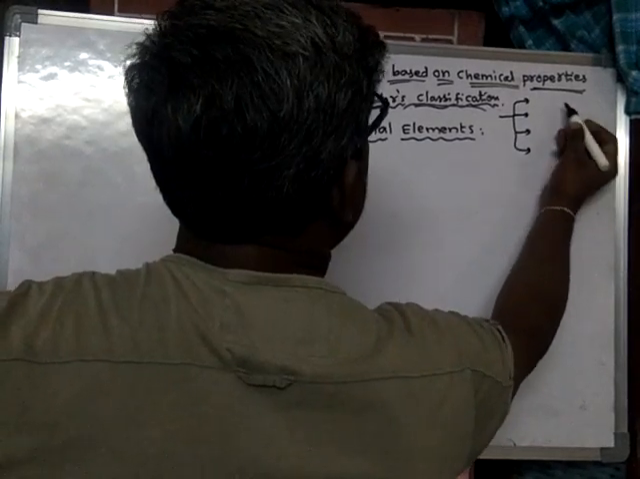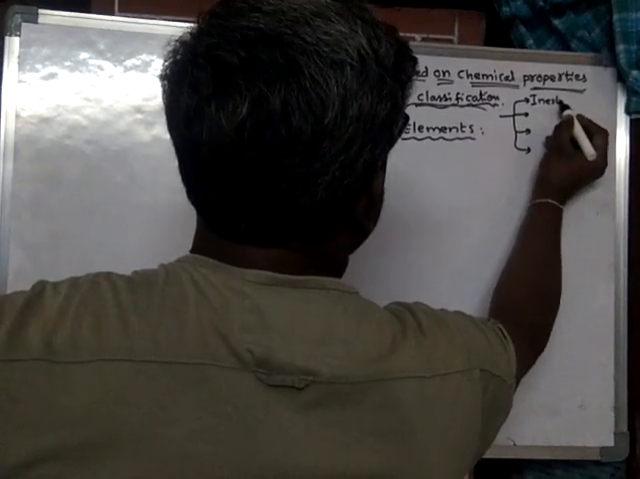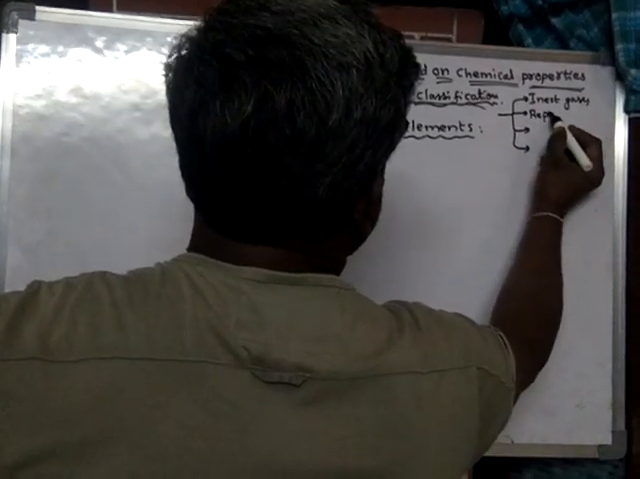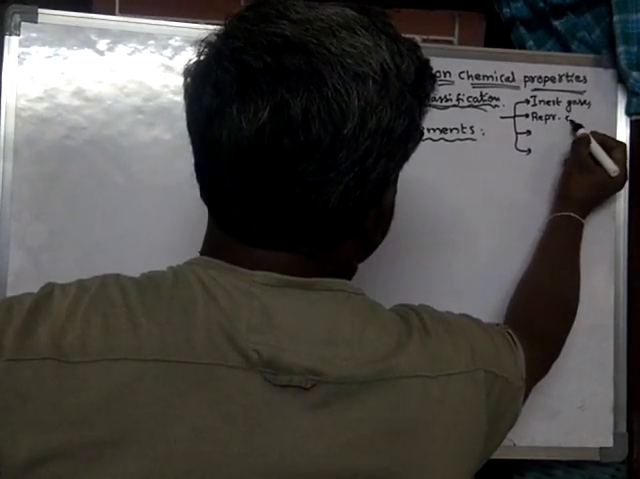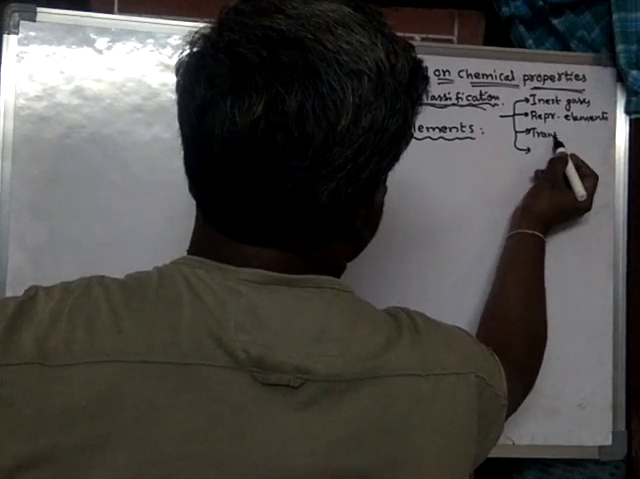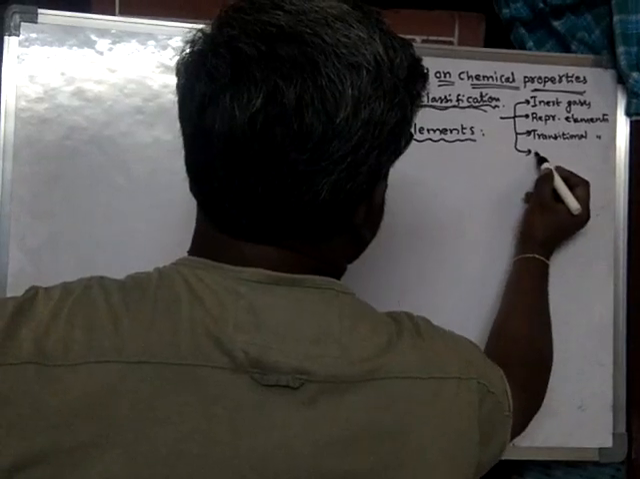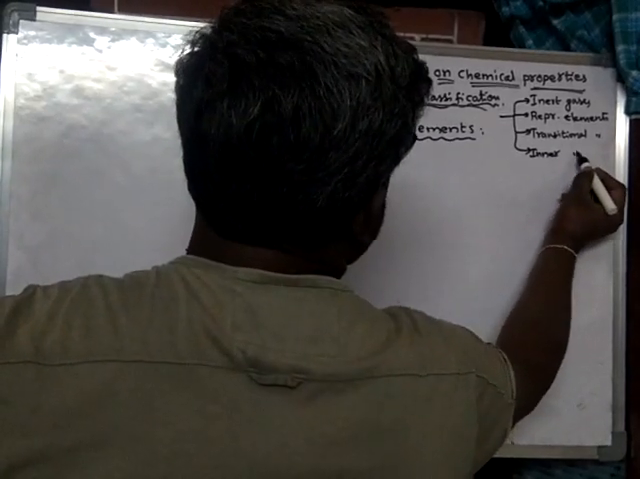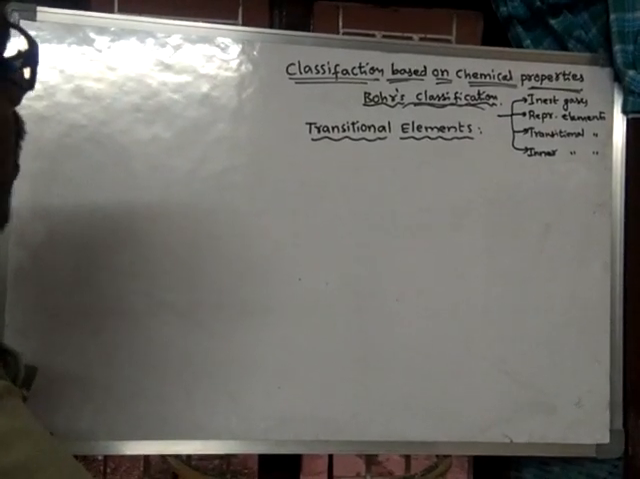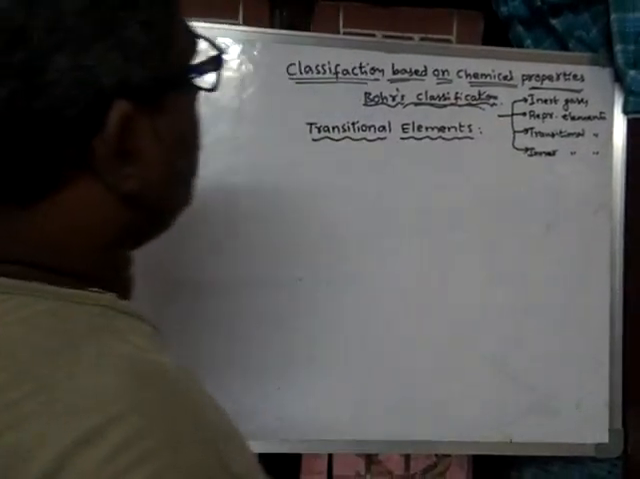The first class of elements is the inert gases. Next, representative elements. Next, transitional elements, and next, inner transitional elements. So these are the four types. All the elements in the periodic table are classified into four groups, right?